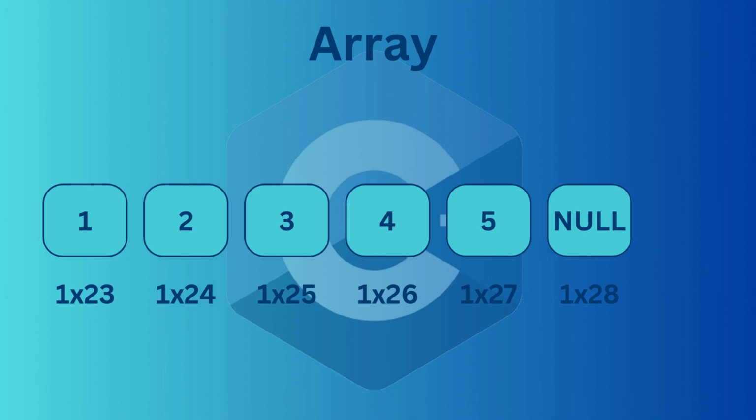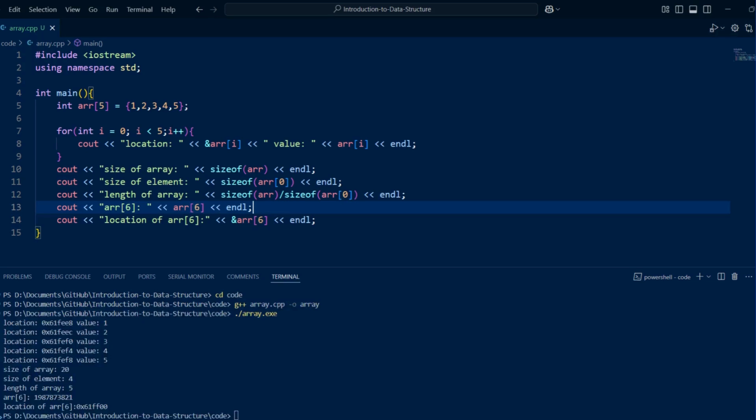You can see in the code in the upper slides, the code which I wrote, where some locations I show with the ampersand sign. Now here you can see 1 2 3 and the locations, like 1x2 3, 1x2 4, 1x2 5. You can see these locations are continuous in memory. And if we look at the code, this is the implementation of an array in code.